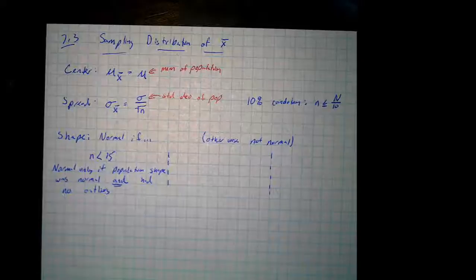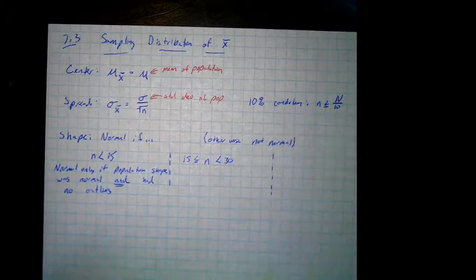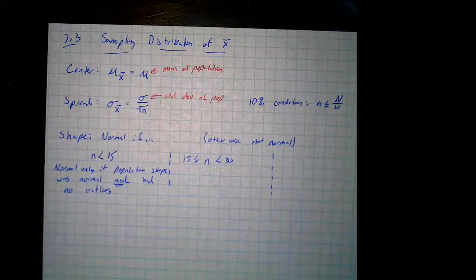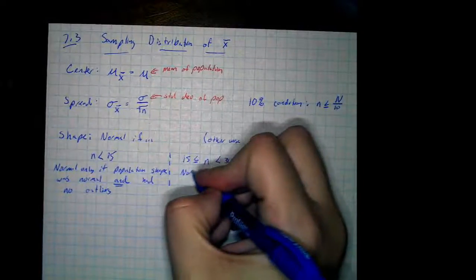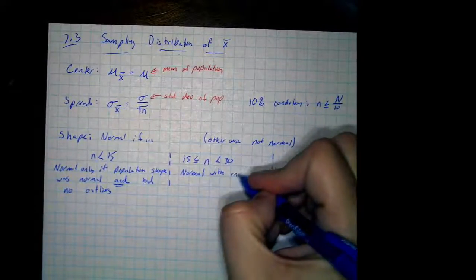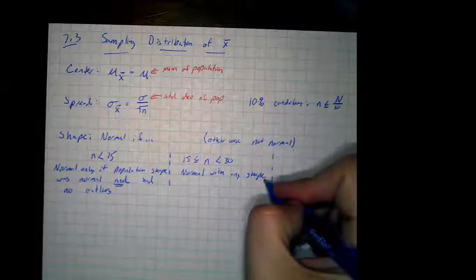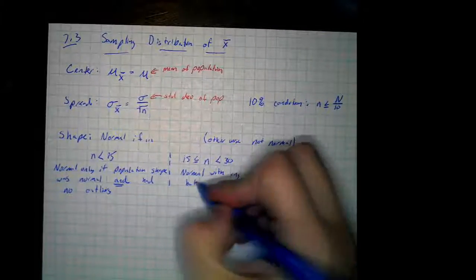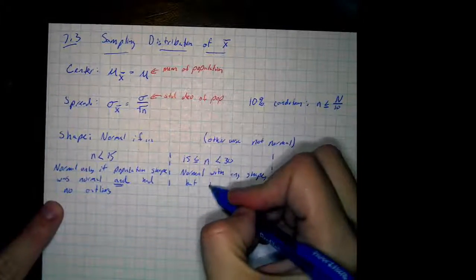But even one outlier, and you've got to have a sample size bigger than 15. Okay, 15 up to 30. Well, up to 29. Okay, it's going to be normal with any shape, which is pretty nice. But what about 10%? No outliers. But no outliers.